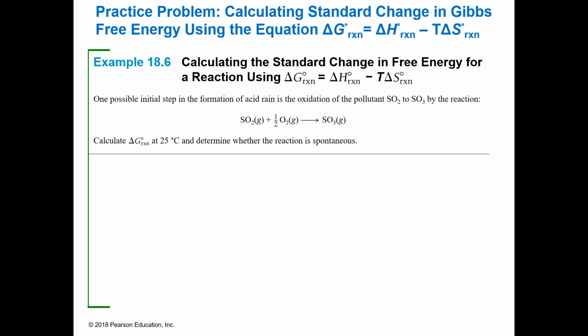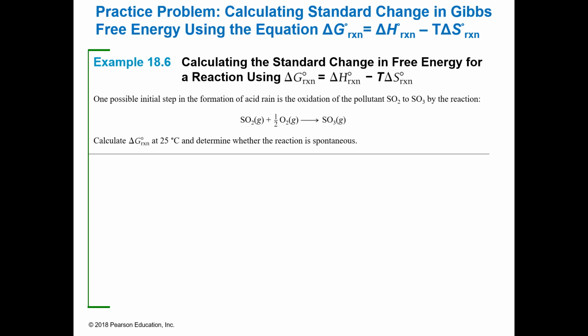So this is 18.6, and it says calculating the standard change in Gibbs free energy for a reaction using. So they're being nice to you. They're telling you what equation you're going to use, okay? And it says one possible initial step in the formation of acid rain is the oxidation of sulfur dioxide to sulfur trioxide by the reaction. Calculate the standard Gibbs free energy of the reaction at 25 degrees Celsius and determine whether the reaction is spontaneous.